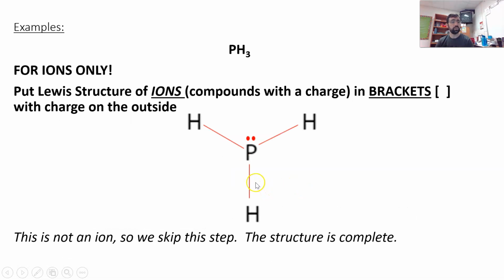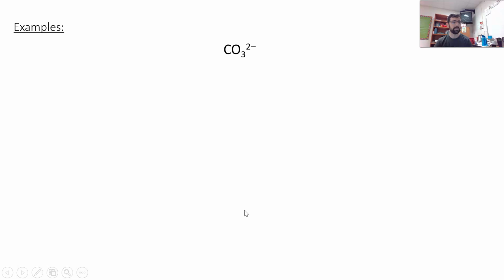For ions only, we would put brackets around it and then put a charge on the outside. Well, this is not an ion, so we're going to skip this step again. Our structure is actually complete as it is. Let's do one more example. CO3 with a 2- charge. You might recognize this as carbonate, the carbonate ion.